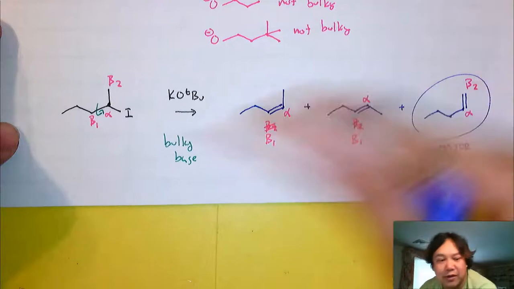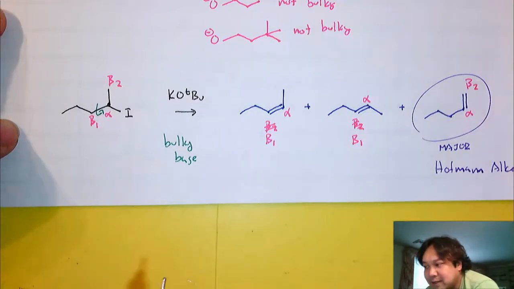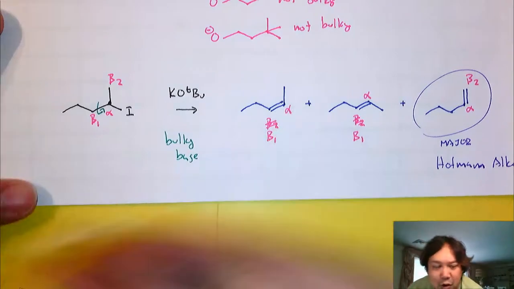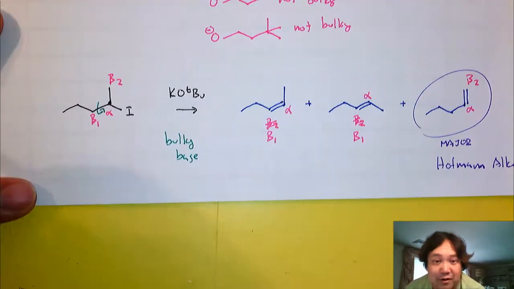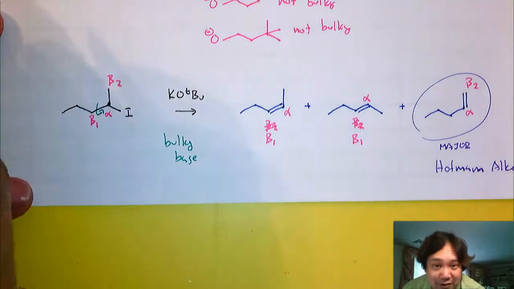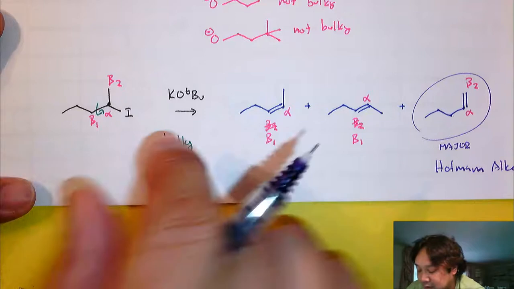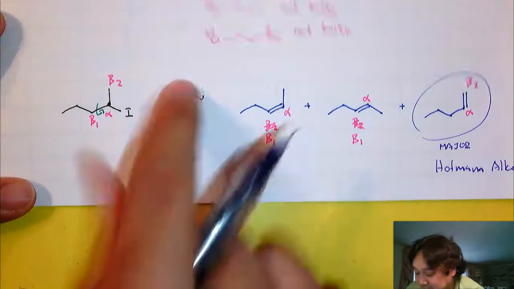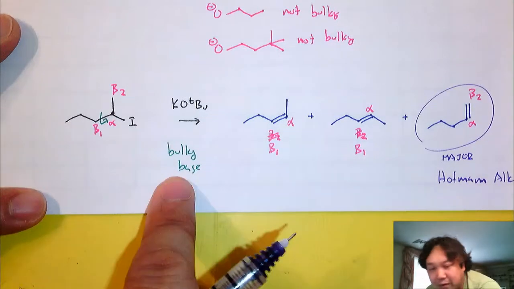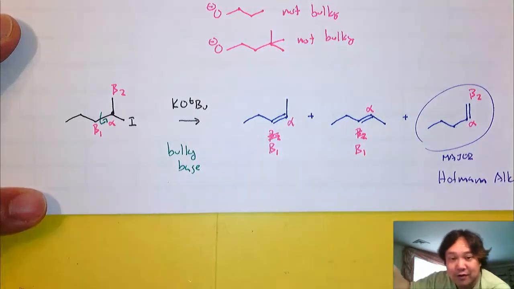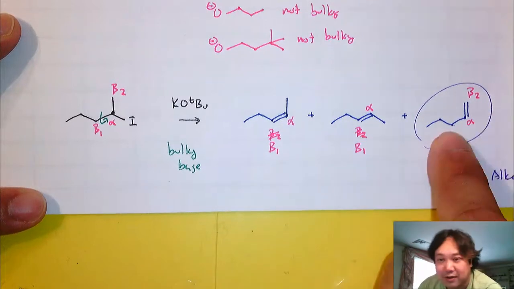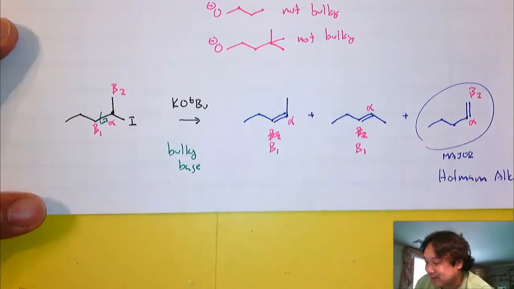Kind of a cool trick, because you could probably guess that when chemists were first studying this reaction, they were always getting the Zaitsev product, and that makes sense. The most stable alkene is the major product when you use a regular oxide base like this. But when they started to use a crowded bulky base, they switched over. They switched from this product as the major to this product as the major. Kind of cool.